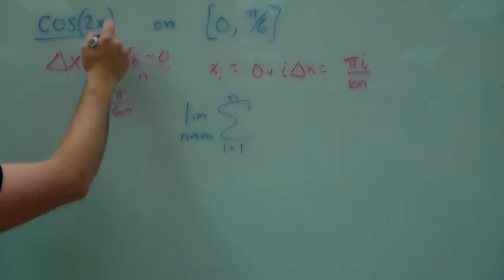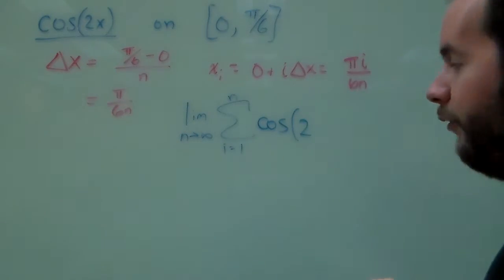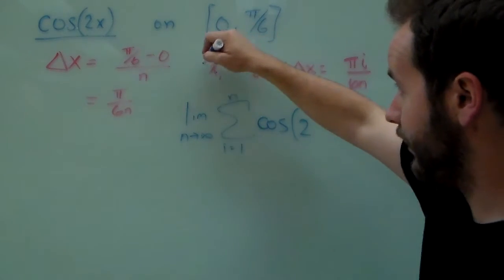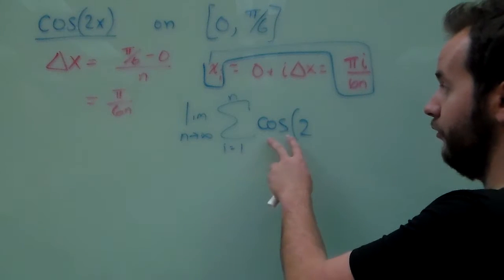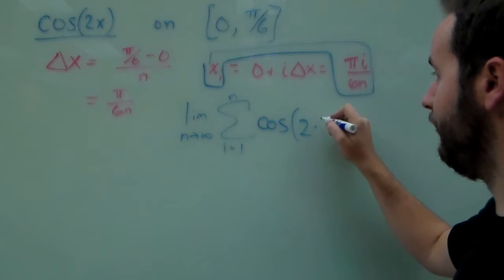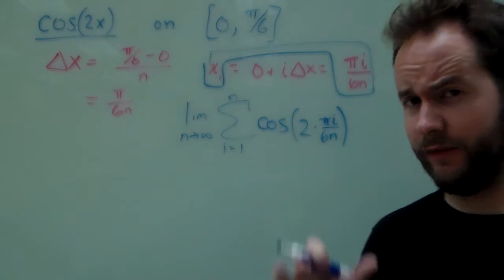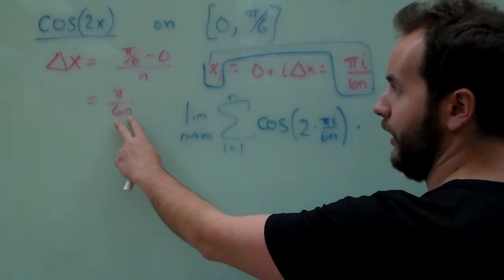Function is cosine 2x. So I'm going to say cosine of 2, I won't say 2x because again, you're not supposed to say cosine of 2x, you're supposed to say what xi is. So xi is this pi i over 6n. So instead of cosine of 2x, I'm going to say cosine of 2 times pi i over 6n. And don't forget, the Riemann sum needs you to multiply by delta x on the very end. So times pi over 6n.